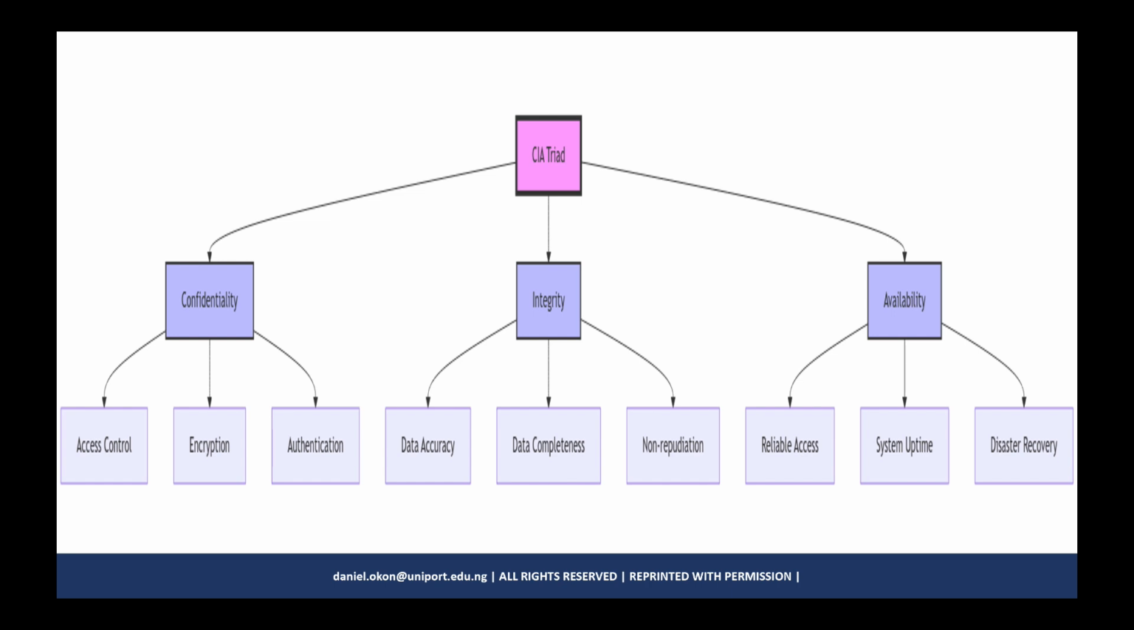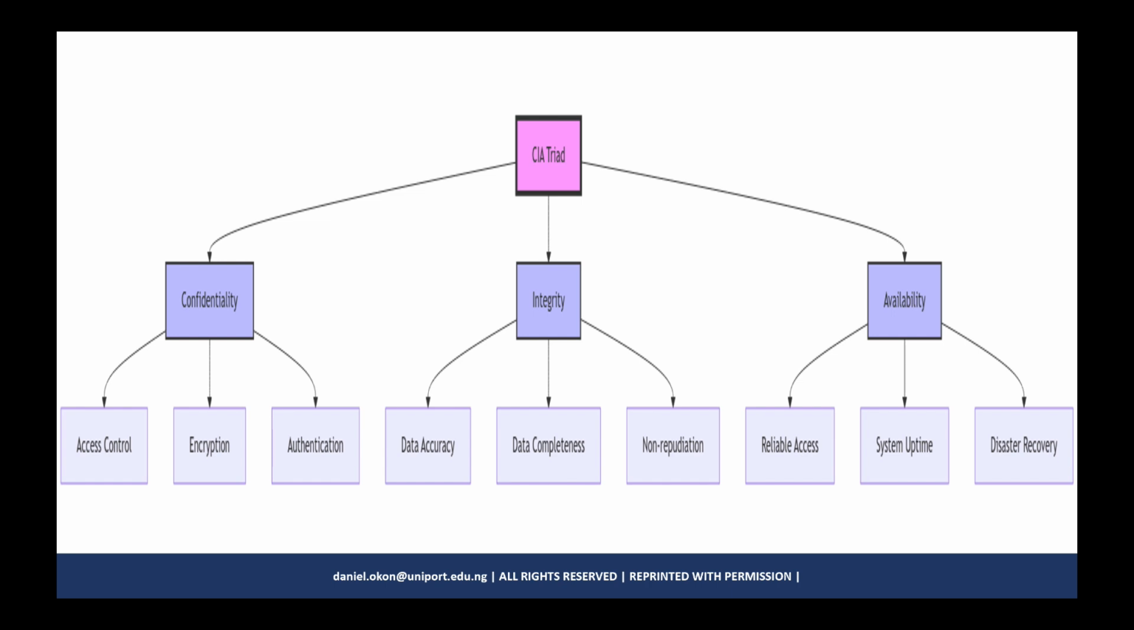Let's please study this diagram. This is the CIA triangle we just concluded: availability, confidentiality, and integrity. And these are the various methods to implement them. Access control, encryption and authentication for confidentiality of data. Integrity: data accuracy, data completeness, non-repudiation. Availability: reliable access, system uptime, and data recovery.